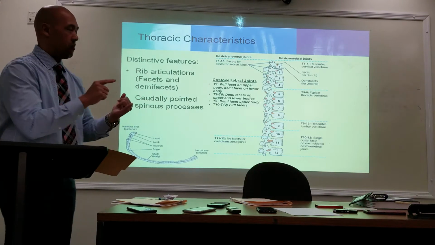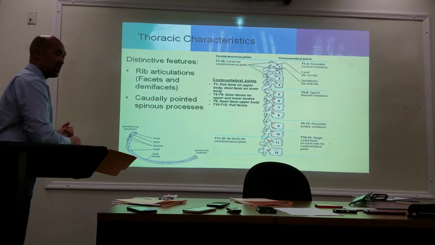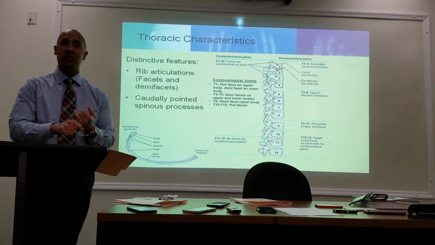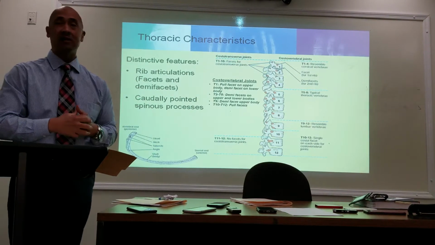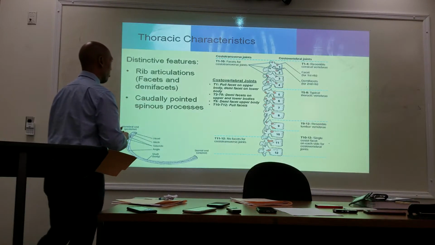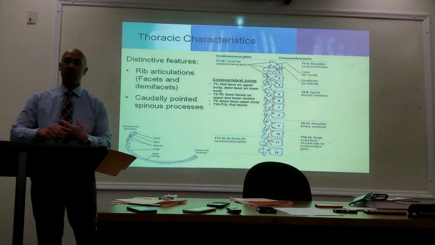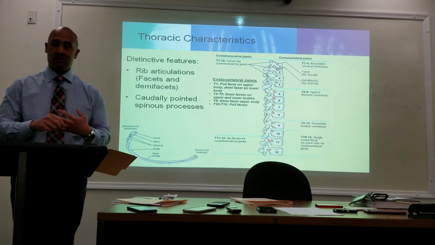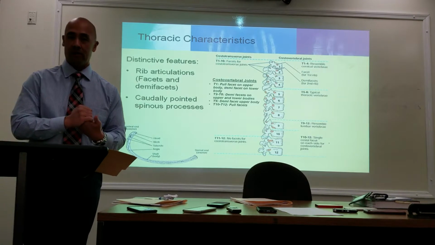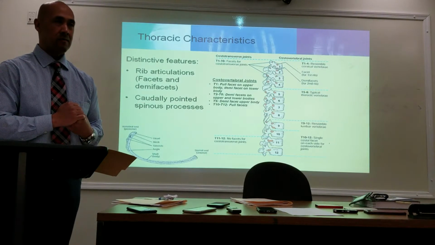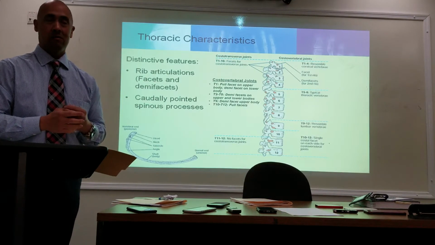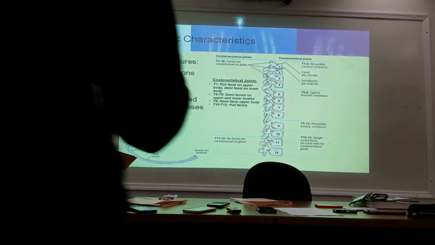They have the costotransverse joint and you have the costovertebral joint. So the ribs are attached to two areas of the thoracic vertebrae. The articulation between the rib and the transverse process, that's your costotransverse joint. So there's costotransverse and there's costovertebral.